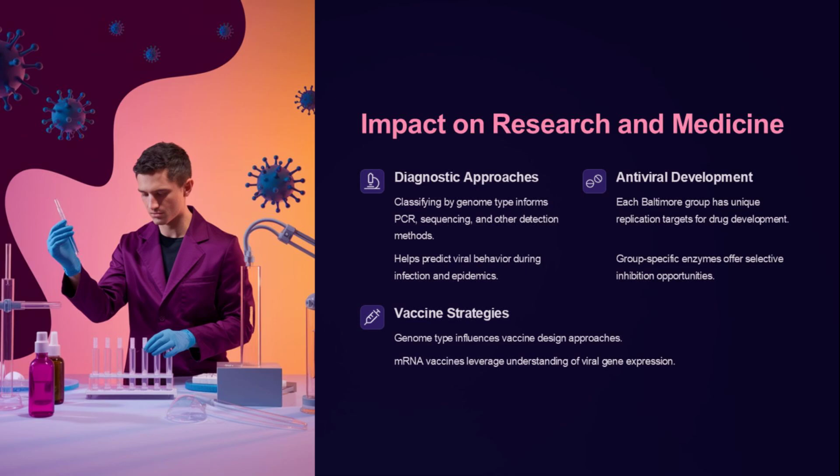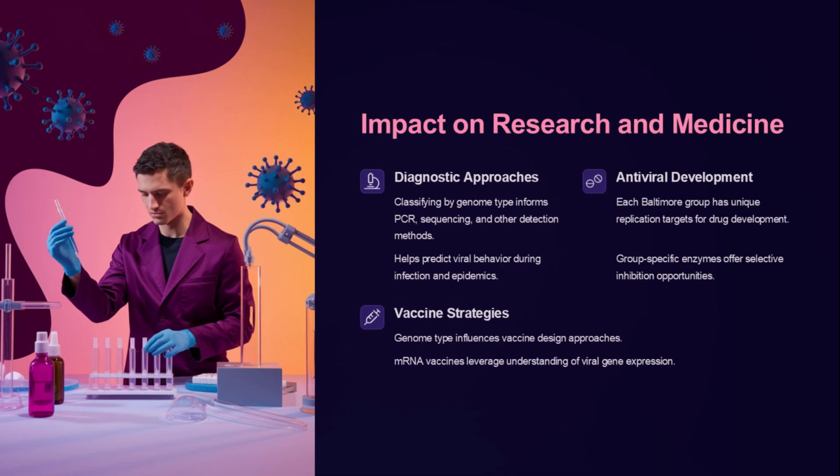Classifying viruses by their genome type informs the development of diagnostic tests like PCR and sequencing, which are crucial for detecting and tracking viral infections. Understanding the genome type also helps predict how a virus may behave during an infection or epidemic, which is valuable information for public health. Each Baltimore group of viruses has unique replication mechanisms, which provides opportunities to selectively target and inhibit them with antiviral drugs.